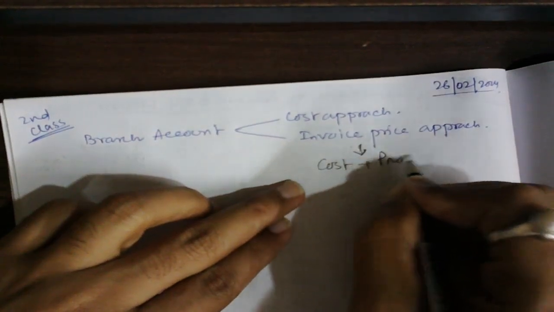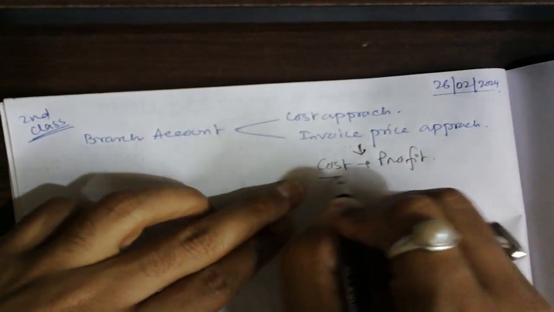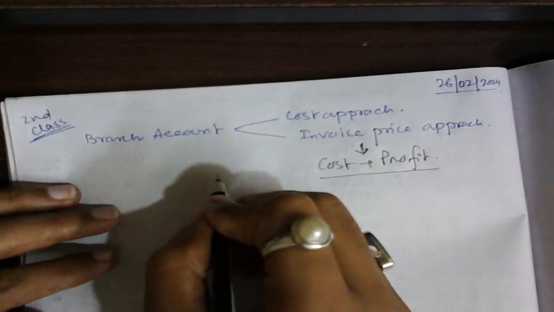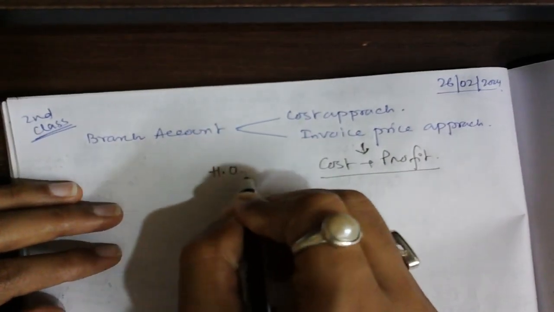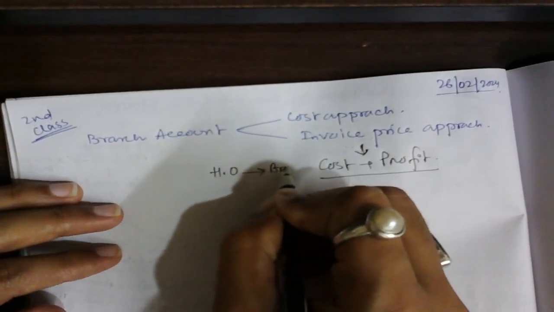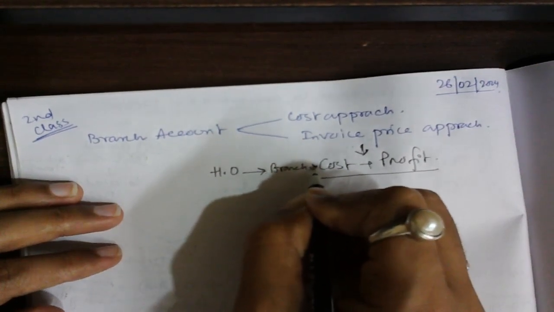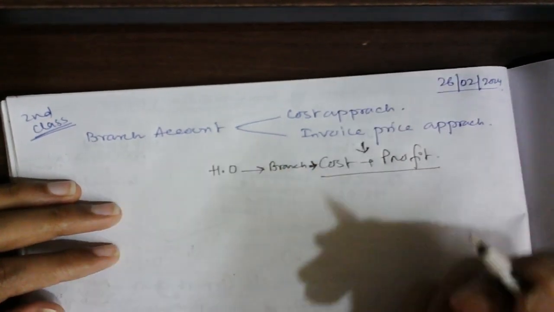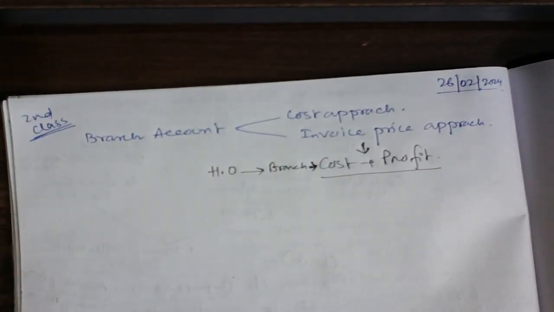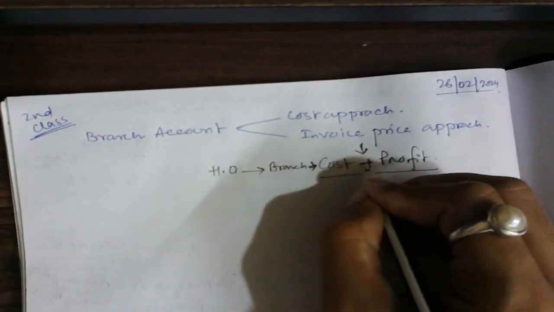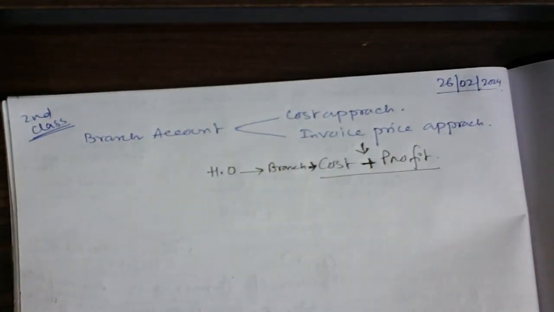So here you can write: cost plus profit. When head office sends the goods to the branch, it will be cost plus profit. That is very important, okay? That is what the invoice price approach is, and you need to follow it. That you need to understand.